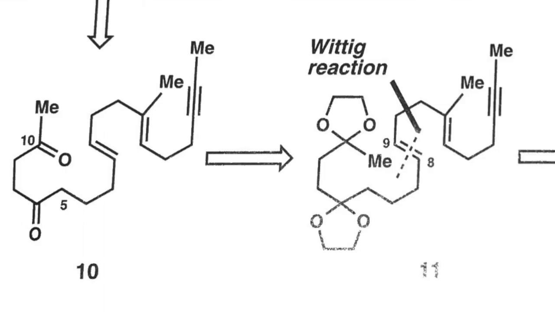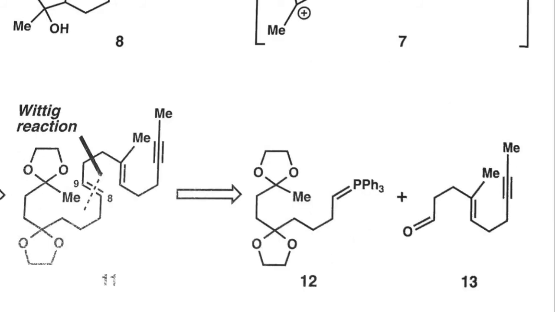In converting molecule 11 to molecule 10, all we did was deprotect the carbonyl compound, so we take the acetals down to the ketones. And we create the double bond in molecule 11 from combining molecules 12 and 13 in a Wittig reaction. The phosphorus ylide is 12 and the aldehyde is 13.